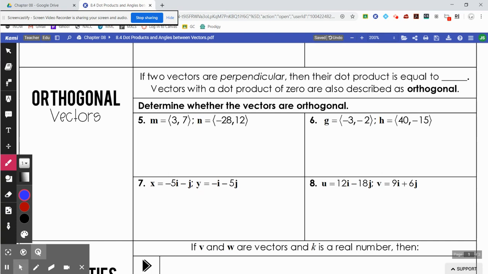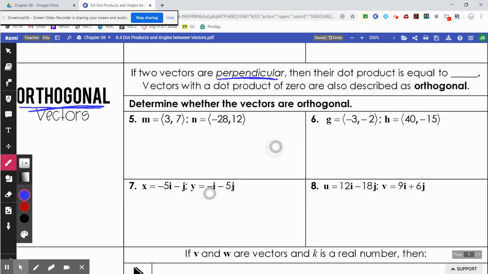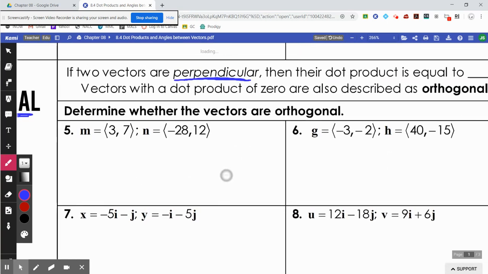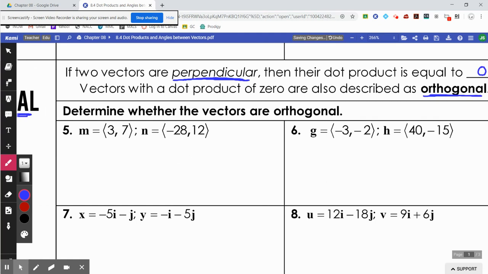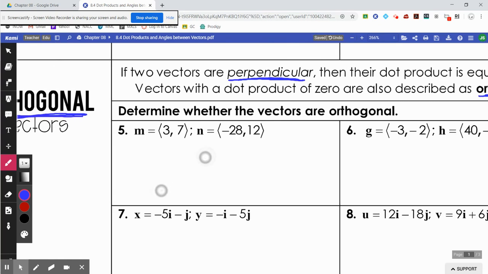Okay, now we're going to get into the actual applications of these. Let's talk about orthogonal. The word orthogonal simply means perpendicular. Those two words are interchangeable, so don't get anything confused. If two vectors are perpendicular or orthogonal, then their dot product is equal to 0. Vectors with a dot product of 0 are also described as orthogonal. So the next ones are simply: determine if the vectors are orthogonal.